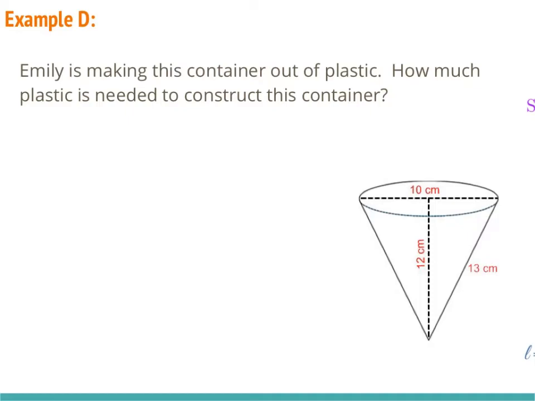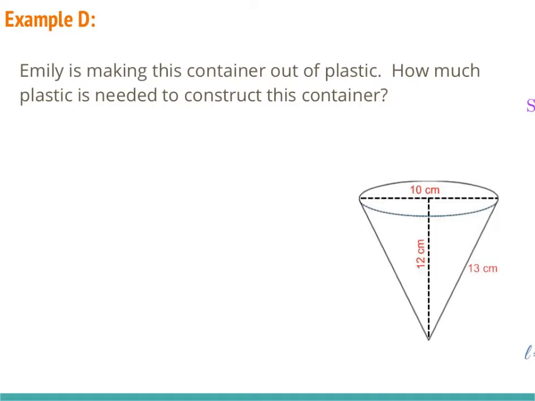So here in example D, it says Emily is making a container out of plastic. How much plastic is needed to construct this container? So again, we have our two famous questions. One, is this surface area or volume? And two, what kind of shape do we have here? So since we're talking about making this shape out of plastic, or having all of the plastic that we need for the shape, we know that this is surface area.